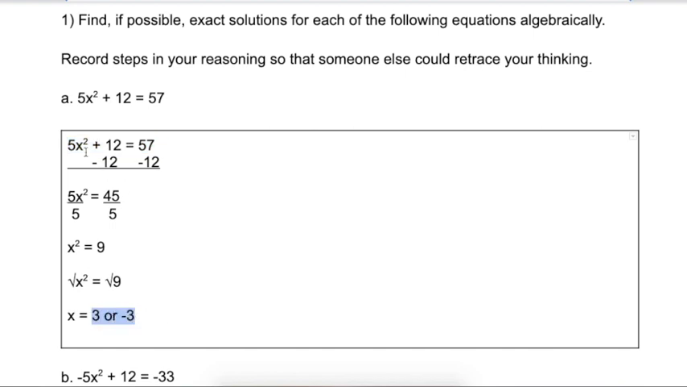There's a slightly different way of looking at this one. This is the parabola, and we want to know where it equals 57, and that's at x equals 3 or negative 3. So that's the solution for 1A in solving the quadratics. There are a couple more examples to check out, but the method is going to be the same as long as there's no bx term in the equation.